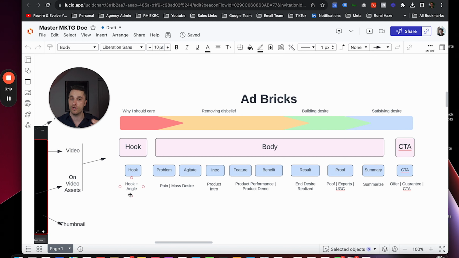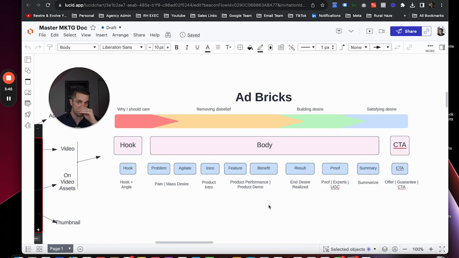You can be swapping out the hook, swapping out the pain or the mass desire you're speaking to. You can be swapping out what you want to show in terms of a product demo. So for example, if you sell a particular type of knee brace, maybe the demo is how it helps you with normal day walking to work, or it helps you on the basketball court, showing the demonstration because it's going to speak to different people.